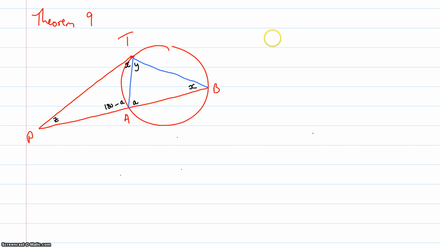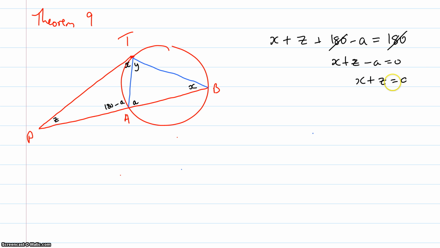I know that x plus z plus 180 minus A must equal 180 degrees. Okay, 3 angles in a triangle. Now, that 180 and that 180 can eliminate themselves because they're on each side of the equation. So I've got x plus z minus A equals 0, or x plus z equals A.